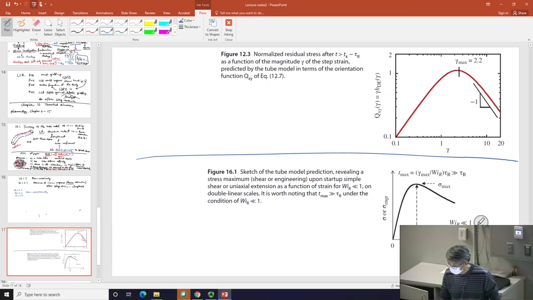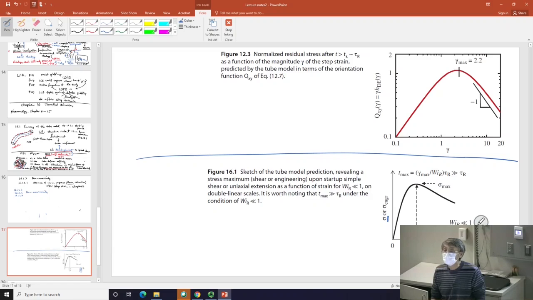So what I was attempting to plot or summarize is a case of thinking about startup. You either start up with constant shear rate, startup shear, or constant Hencky rate, startup extension. I'm trying to unify everything here for you. You will find that the shear stress will have a maximum. That's what the tube model says.